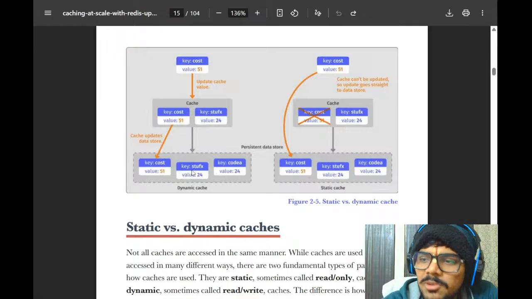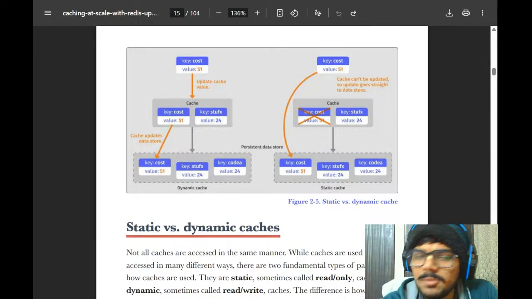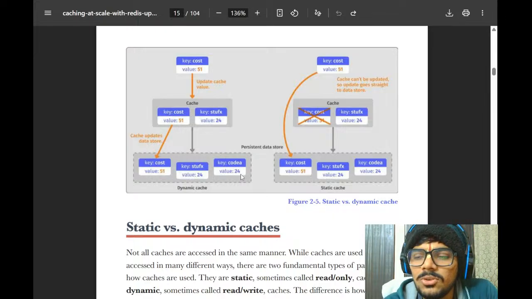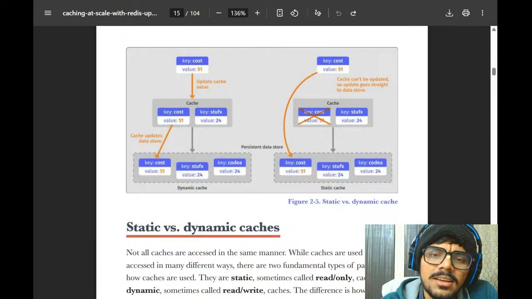If you want to add any particular thing, then the cache updates the data store. It might change or store any particular thing. It's being stored in a whole tree kind of structure for the data structures. It's the same key, cost; suffix is 24, and the code here has been saved or implemented as 24. It's been added to your whole tree.